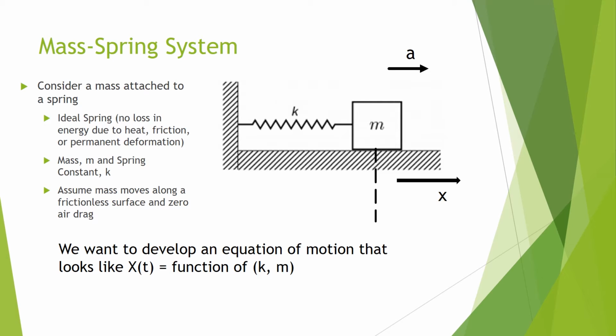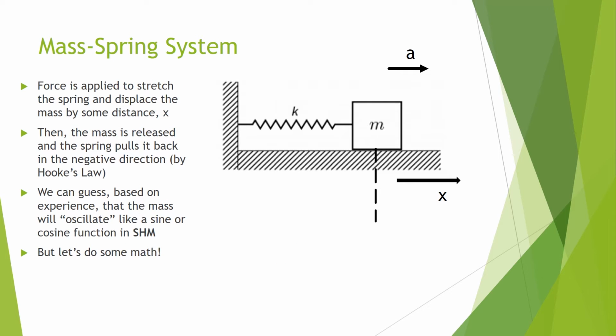What we want to do is develop an equation that looks like a function of the spring constant and the mass. And so we'll work through the next few slides doing that. The way we do this is we get this system started in motion by stretching the spring from some x equal to 0 point to some value x. Then we release the spring.